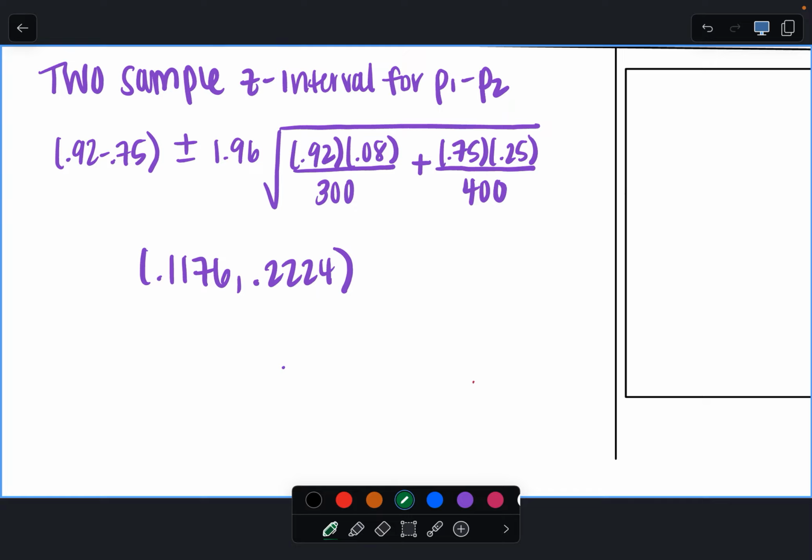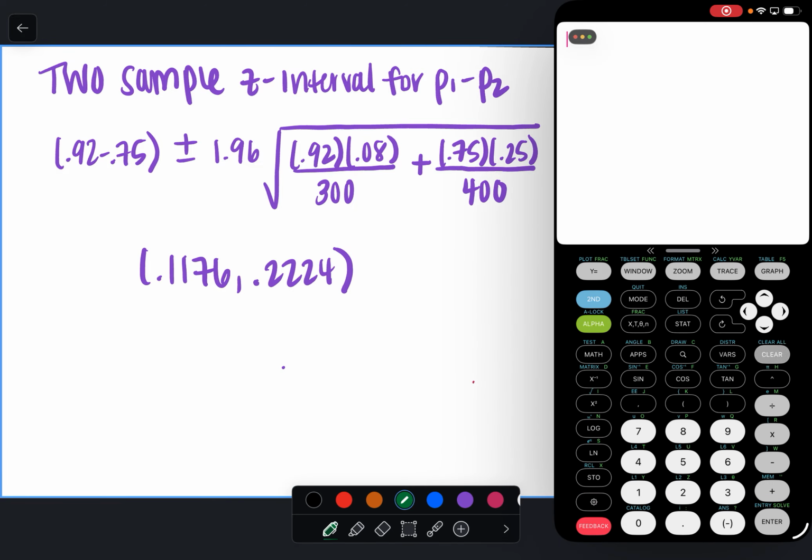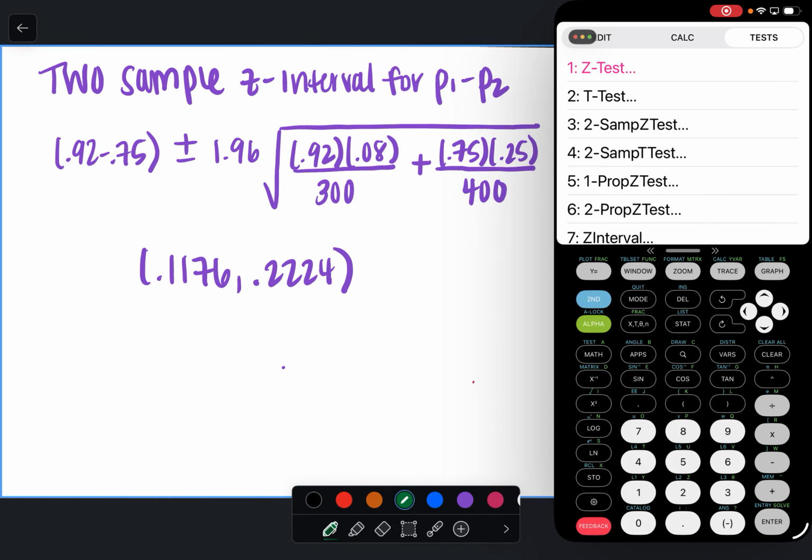Before I jump to the conclusion, because the conclusion is the same as it has been, I want to talk about the calculator. If you were doing this in your calculator, you don't have to know the formula. Yes, it's good to know the formula, but you don't have to know it. The calculator will give me the interval that I need as long as I know the number of successes, the number of failures for both groups, and the sample size for both groups. So I'm going to open up my calculator really quickly. I am going to go to stat tests. Now for the 1 proportion Z interval, that was letter A.